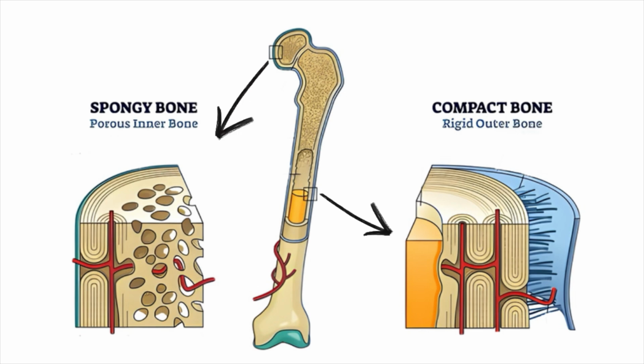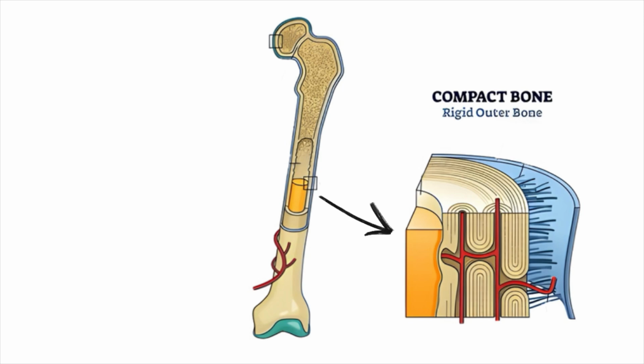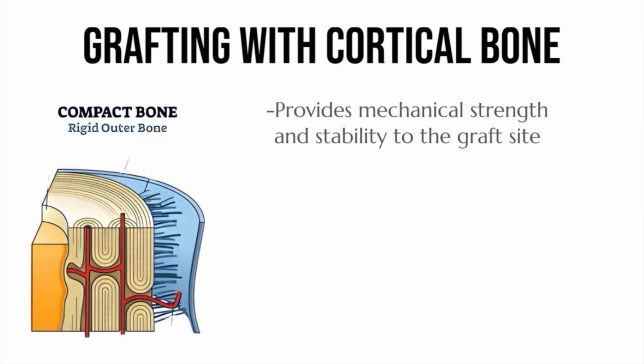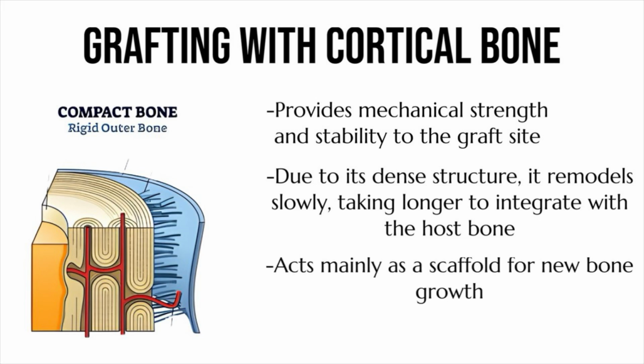Both cortical and cancellous play a big role in dental grafting procedures. Cortical bone can provide strength and stability, although it does remodel slower than cancellous due to its dense structure. Cortical bone acts mainly as a scaffold for new bone growth.